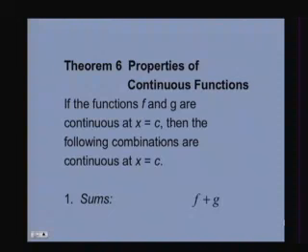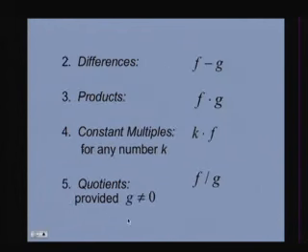Properties of continuous functions. If the functions f and g are continuous at x equals c, then the following combinations are continuous at x equals c. The sums, f plus g. The differences, f minus g. The product, f times g. The constant multiple, for any number k, k times f. And the quotient, provided g does not equal 0, f divided by g.